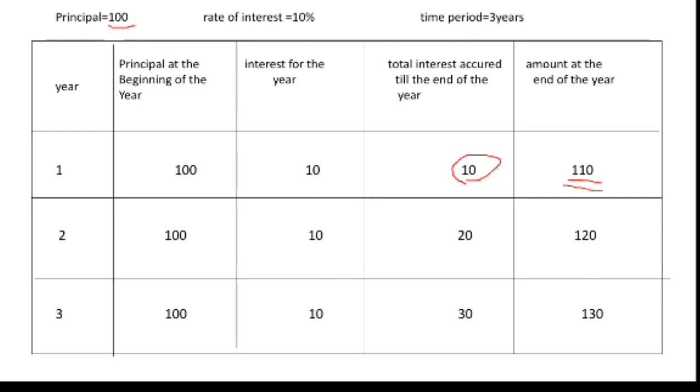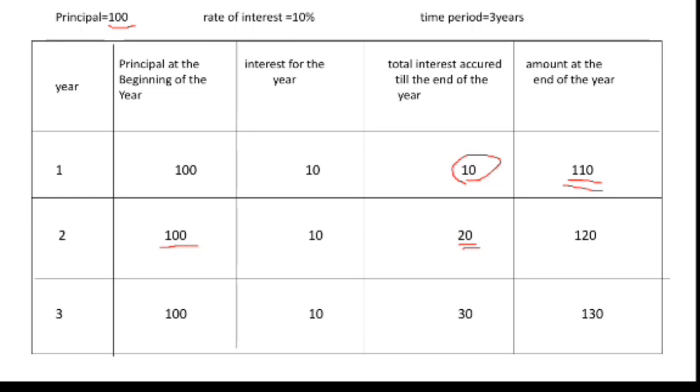So your deposit of rupees 100 generated an interest of rupees 10, and now the deposit has become rupees 110. This is simple interest, and even though your final amount has become rupees 110, your interest for the next year will be calculated on the initial principal, that is rupees 100. Then the same process will continue. The principal for the second year will be again 100, and 10% of 100 will be rupees 10 again, and the total interest accrued till the end of the year will be 20, and then the amount will be 120.